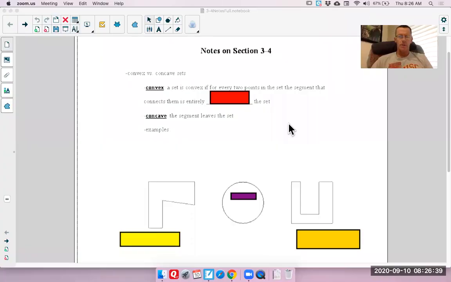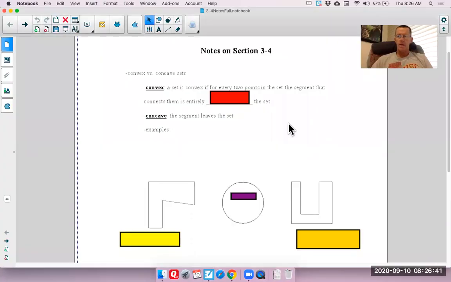Let's go ahead and jump into 3-4, our last section of chapter 3, the last section before your test. All right, so make sure you have your notes out, obviously, and let's get rolling.